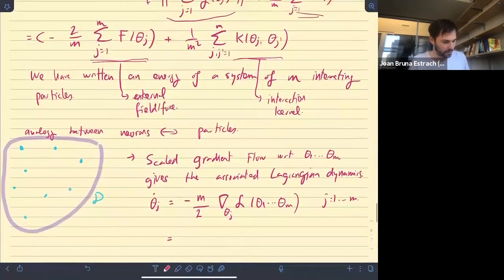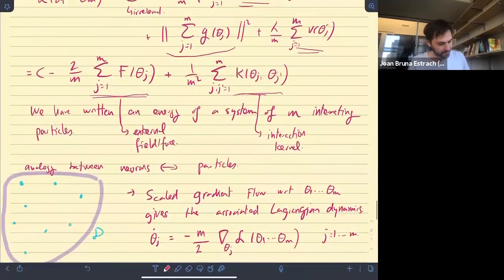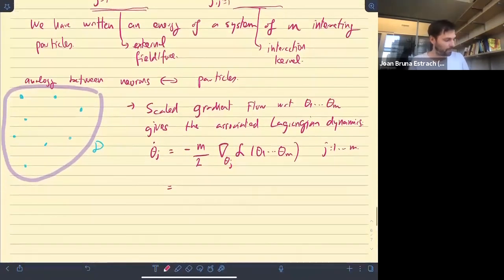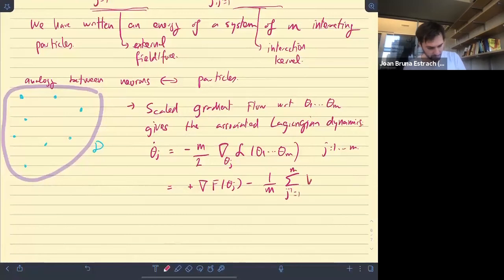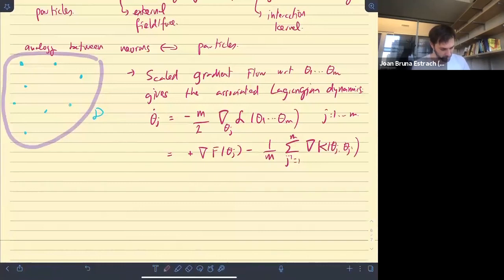And if we just substitute what this means, you will see why this normalization, this scaling, makes sense. Now let's substitute exactly on the laws that we have here above. So these M's and M's cancel out, and what we get is the gradient of the force related to theta j minus 1 over M, the sum from j prime equals 1 to M of the gradient of the kernel of theta j, theta j prime. Okay, so in more pictorial terms, at every point in time we have a description of how each particle is moving, right? We have a good total control of the dynamics here, of the physics.